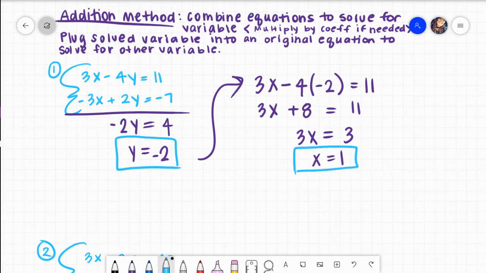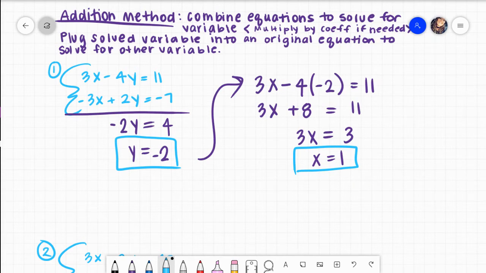The reason why the first step that we did was check to see if something was a solution was because right here, if you aren't completely sure what you're doing, you could actually plug in this point, 1 comma negative 2, into both of these equations and see that it does check out and that it is a solution. That right there would confirm that your work is correct.